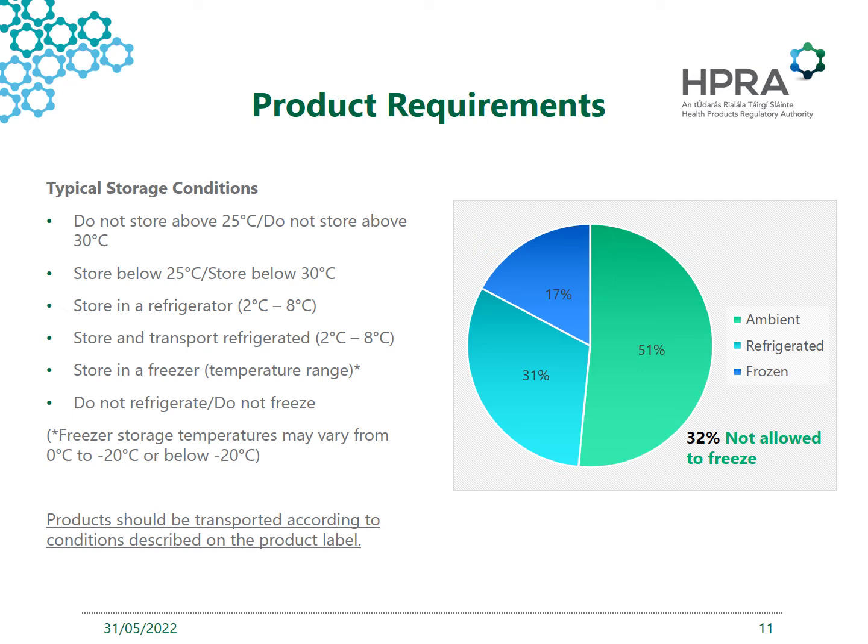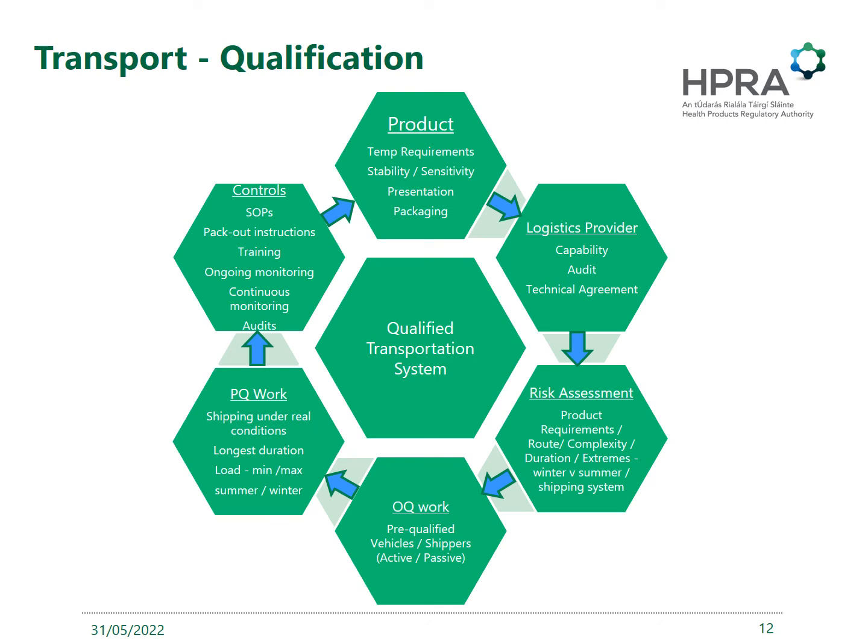A survey of authorized products found that approximately 51% were ambient products, 31% refrigerated, 17% frozen, and 32% stated that they weren't allowed to freeze. These storage requirements are important to be considered during storage and transportation. Please note that the storage requirements are defined in a product's marketing authorization, and therefore failure to meet this was given as an example of a major deficiency, as this is a high-risk area for public health. Before you ship any medicinal product, you need to have a qualified transport system, and here are some points to consider.